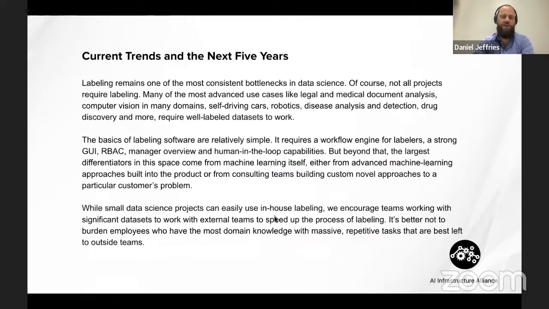And then the other things we talked about, like semi-supervised learning, are some of the most important things that we're seeing, and I expect to see more advances there. It's going to remain a consistent bottleneck. Again, not all projects require labeling, but labeling exists regardless. If you're building something to detect whether someone left the shopping cart or not, the data basically is the label, it's yes or no. But in general, a lot of the most advanced use cases are going to require labeling.